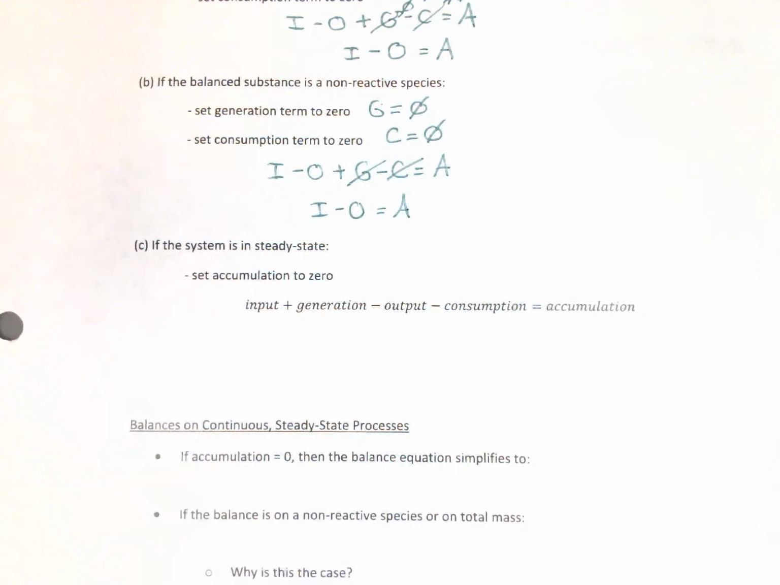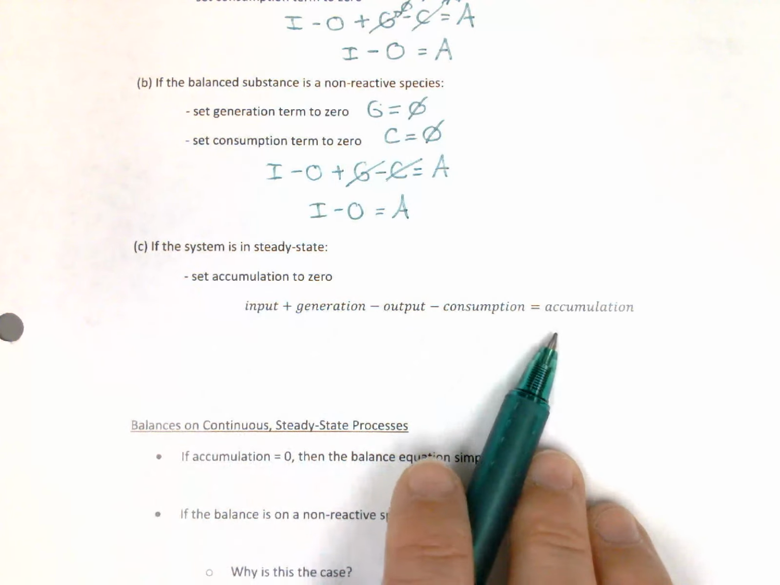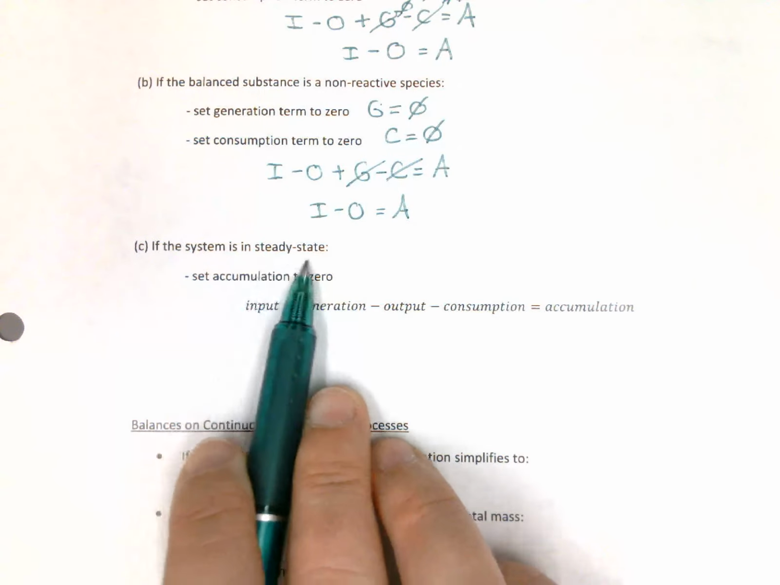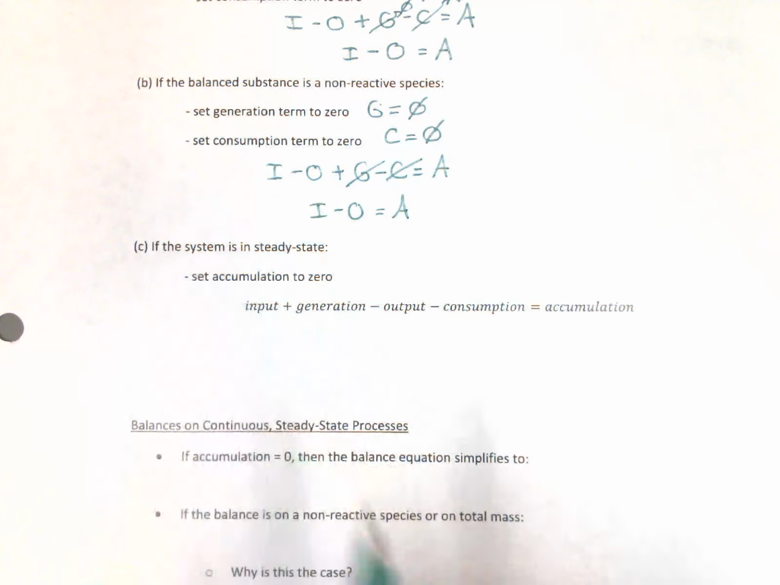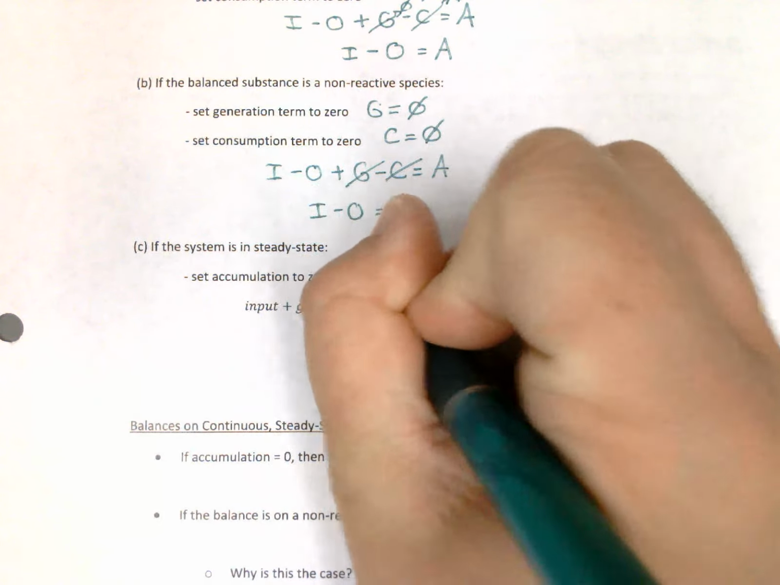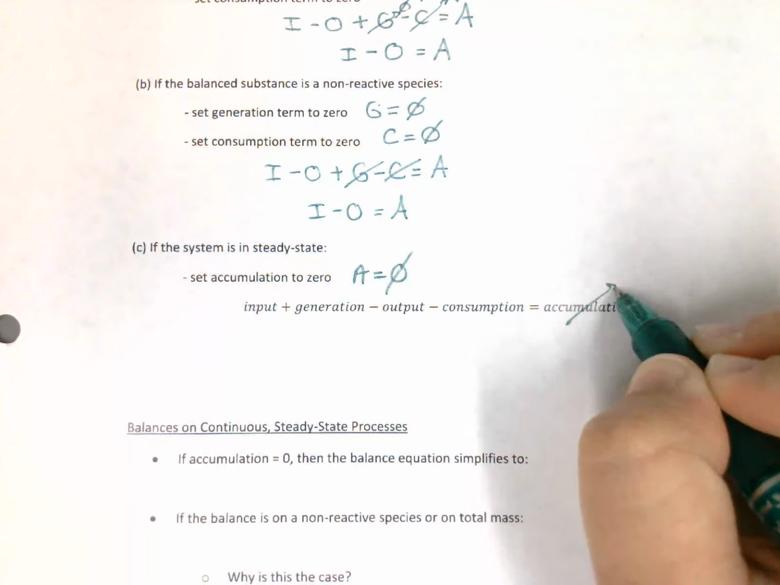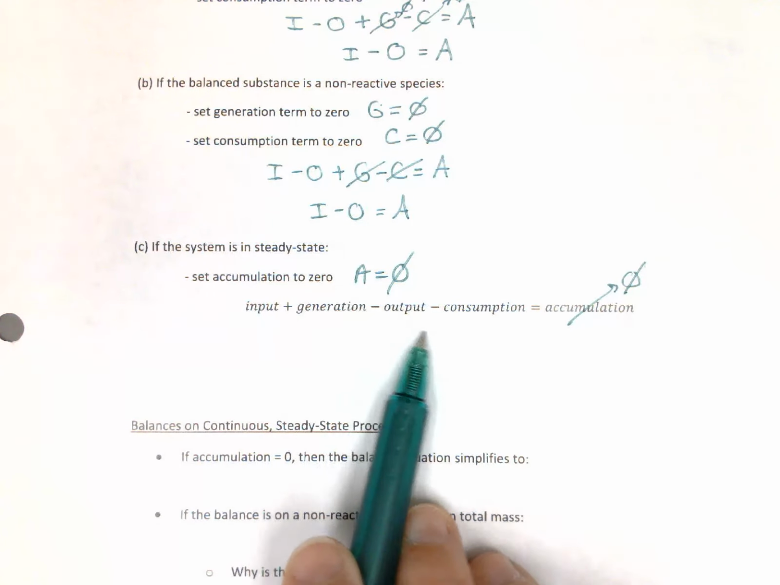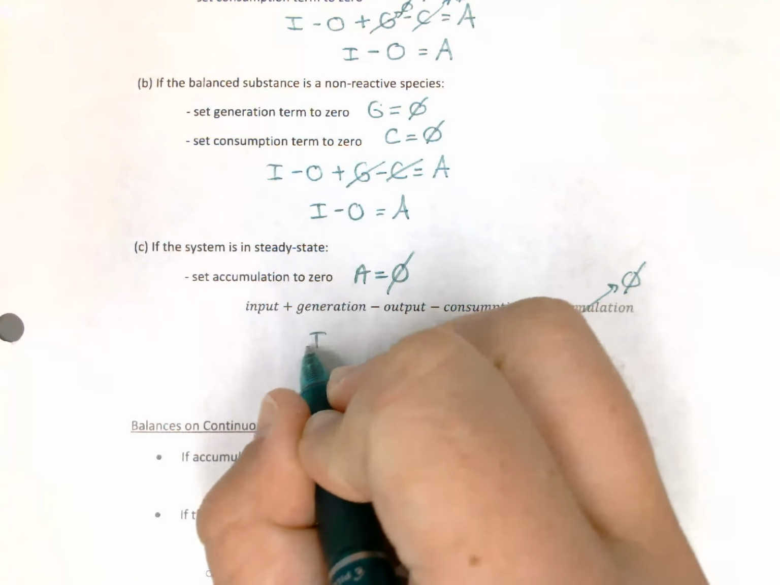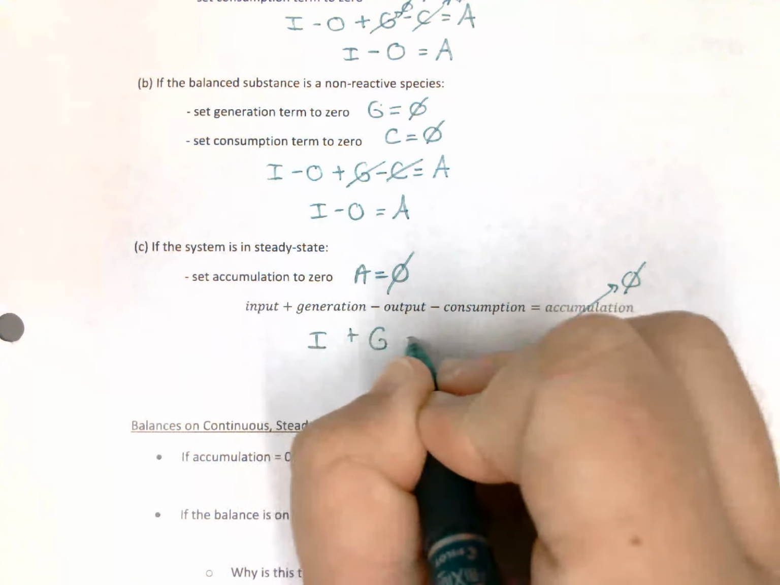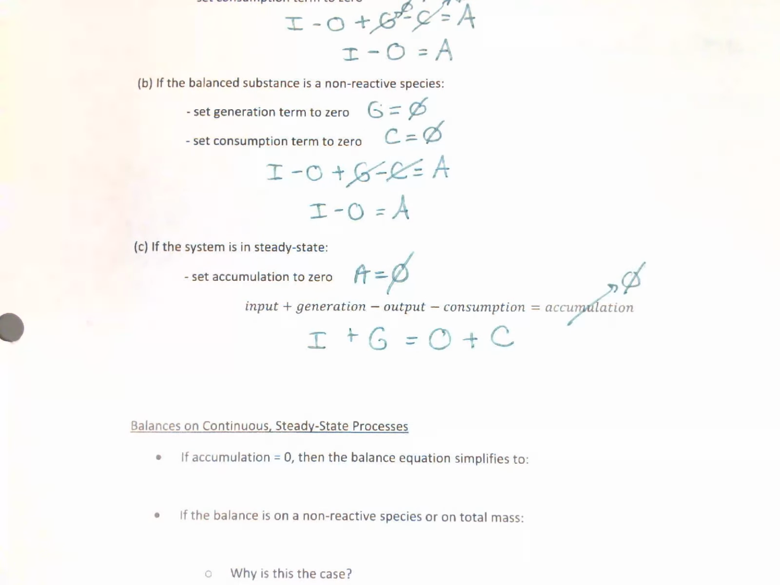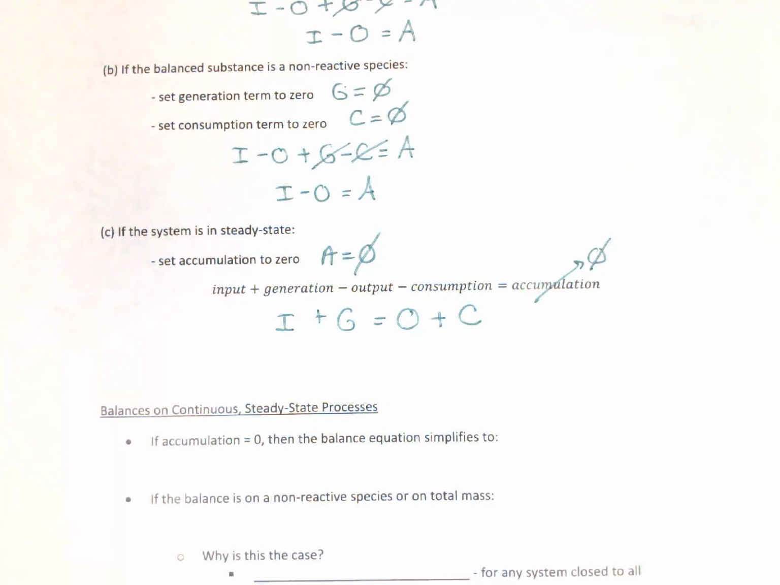If the system is in steady state, I have my equation written out. If it's in steady state, this means that it's not changing with respect to time, which means that we are not accumulating anything in our system. So we can set accumulation equal to 0. If we set accumulation equal to 0, one thing that's nice to do here is to move these negative terms over to the other side of the equation. So we'll get input plus generation equals output plus consumption. And that's just an easier balance to do for us overall, right?